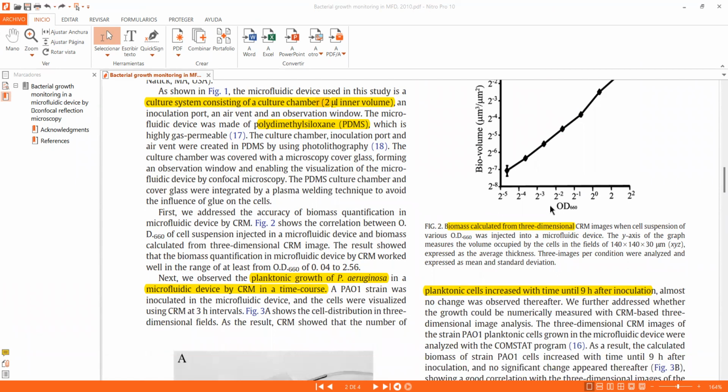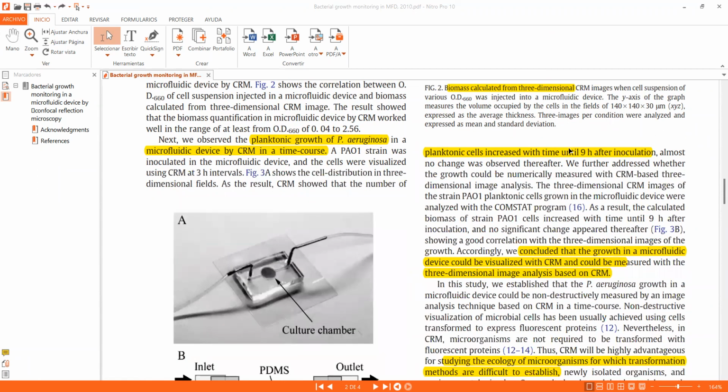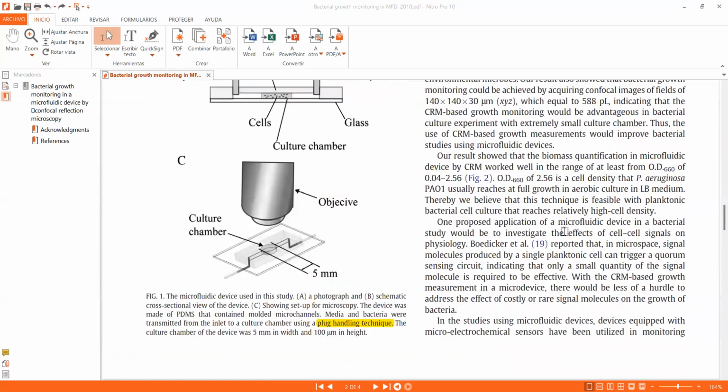The number of planktonic cells increased with time until 9 hours after inoculation, and after this time, no change was observed. From this, they conclude that growth in a microfluidic device could be correctly visualized with CRM and could be measured with three-dimensional image analysis based on CRM. Another important thing is that this method is for studying the ecology of microorganisms for which transformation methods are difficult to establish.